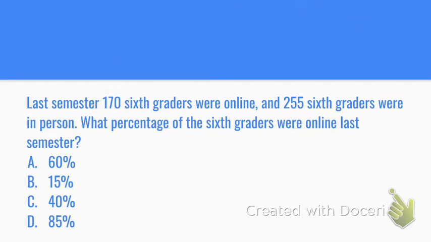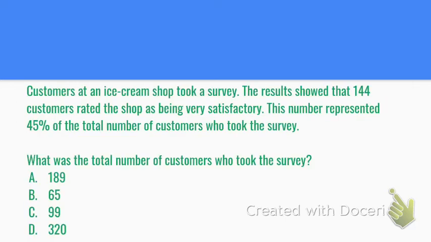Okay. All right, next one. Oh, wrong problem here. Next one. Customers at an ice cream shop took a survey. The results showed that 144 customers rated the shop as being very satisfactory. This number represented 45% of the total number of customers who took the survey. What was the total number of customers that took the survey?